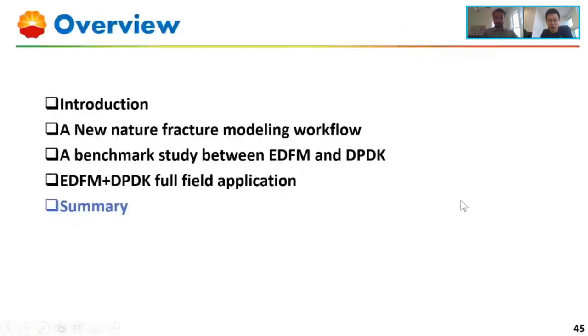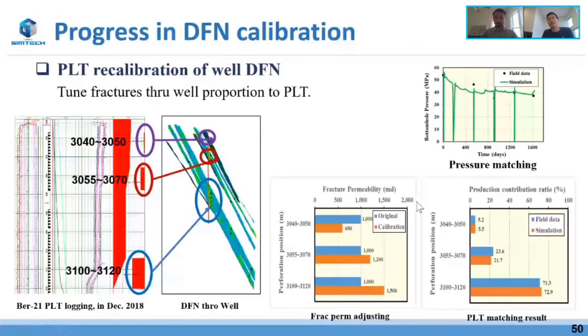So we just talked about how we apply our EDFM in fractured reservoir simulation. And this is, to be honest, our first DFN case. Before 2017, we never imagined we could handle more than 1,000 fractures. To summarize, before that, I'd like to update some progress on our DFN model and calibration.